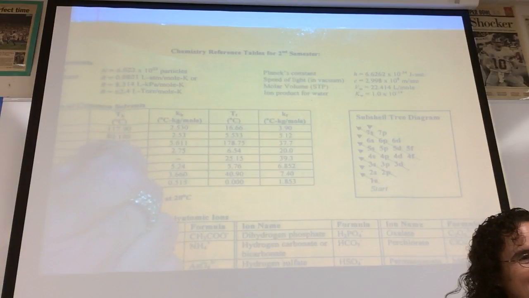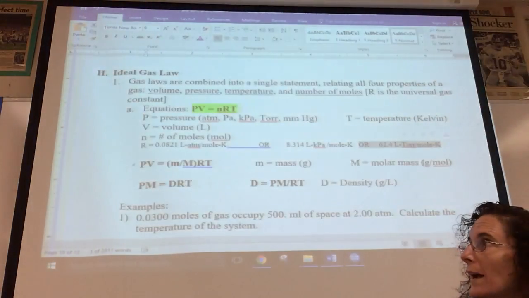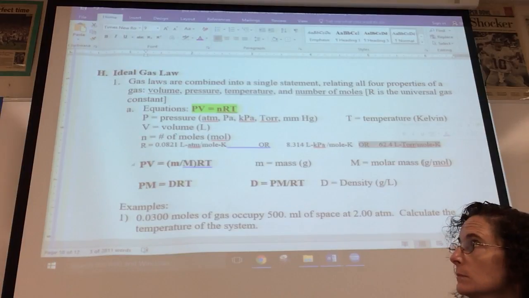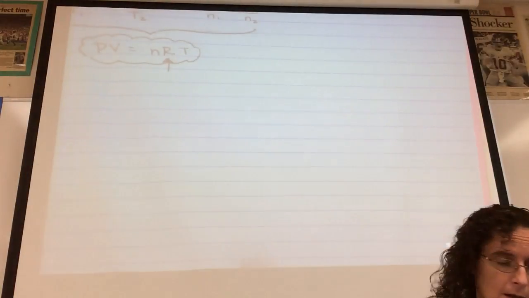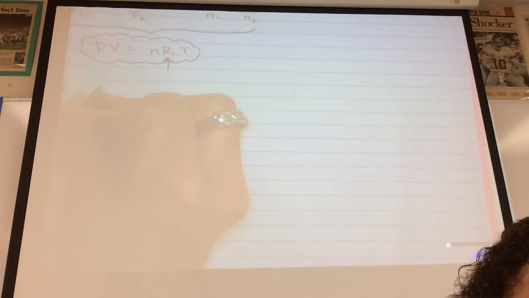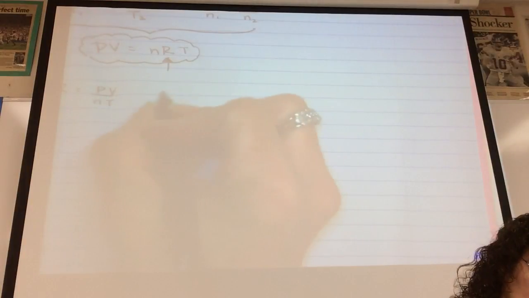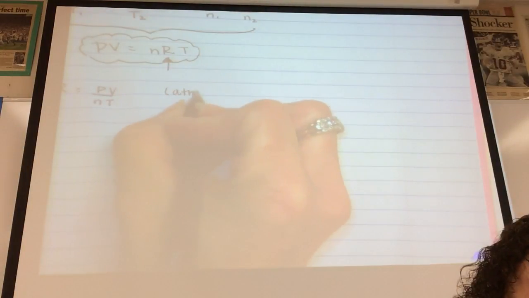Go ahead. Why is there an L? Why is there a what? Liters. Liters. So liter to atmosphere to moles. No, so the unit, right, it looks funky. It's very funky. So it's bothering you, so let's explain it. If you solved for R, you would have PV over nT, correct? Yes. Okay, so let's say your unit of pressure is atmosphere.